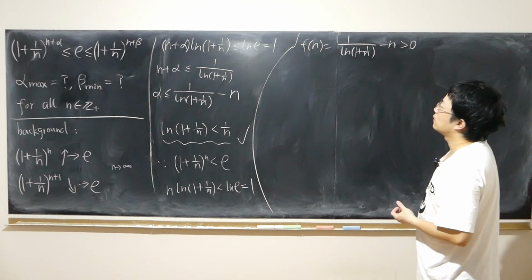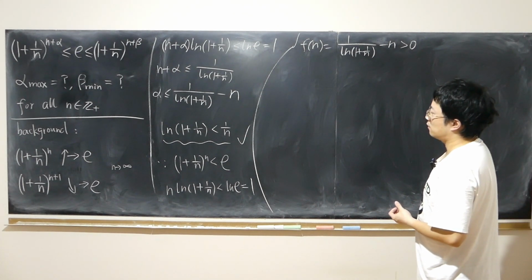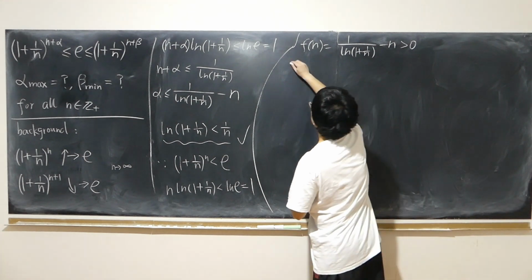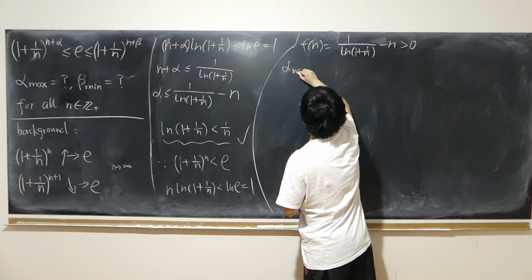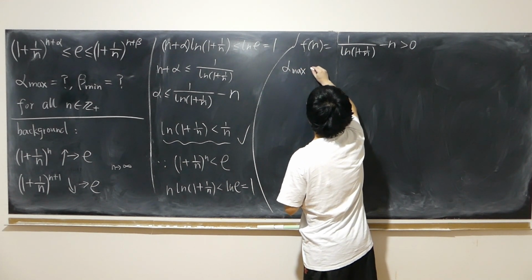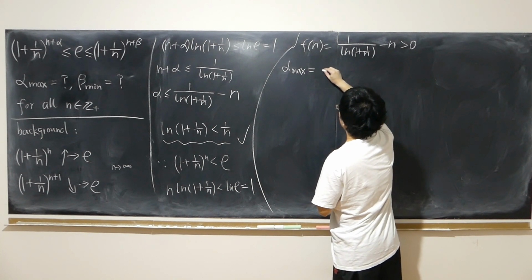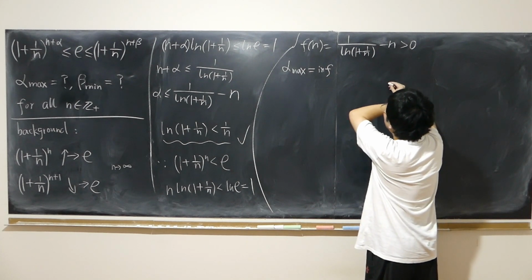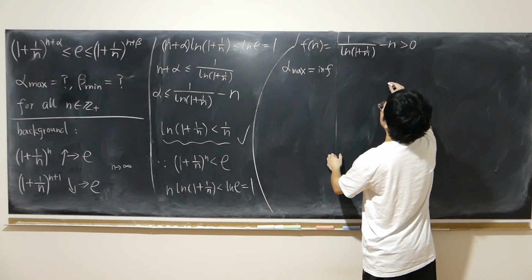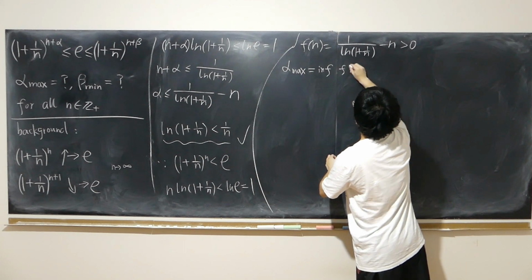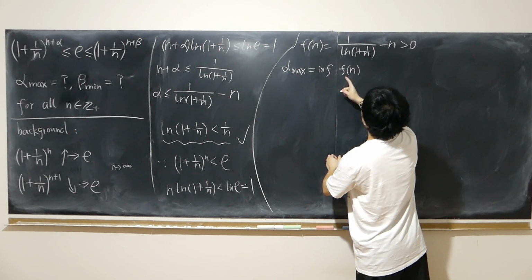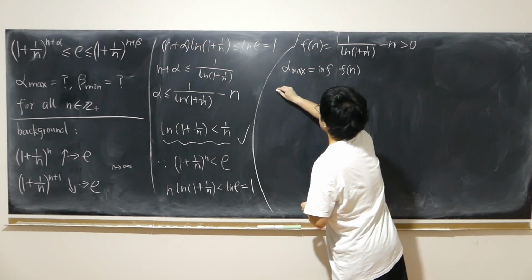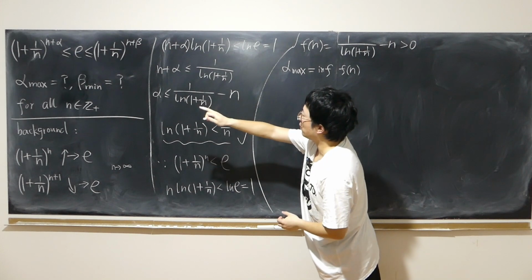So, of course, let me just denote the maximum possible alpha is in fact the greatest lower bound. That's the infimum of, let me denote it as infimum of f of n, where n takes any positive integer. So let's find out beta, the minimum possible value of beta.